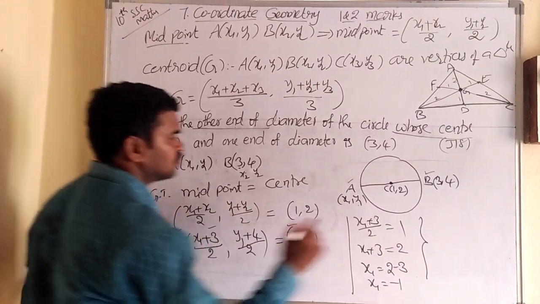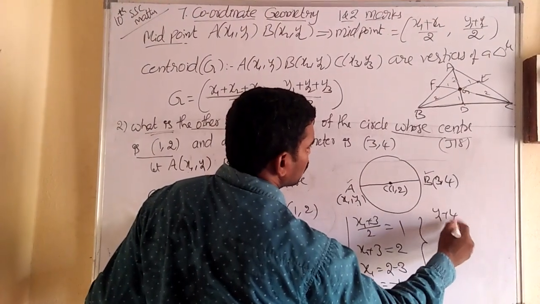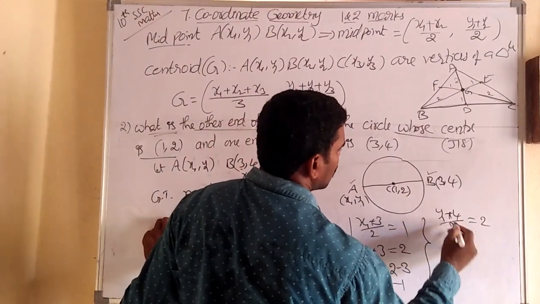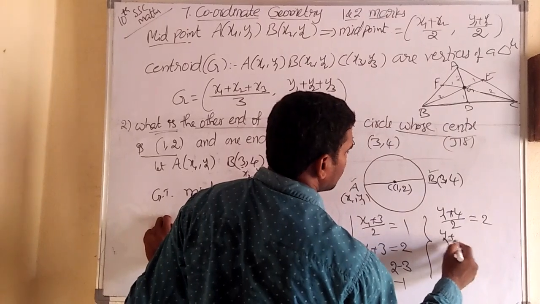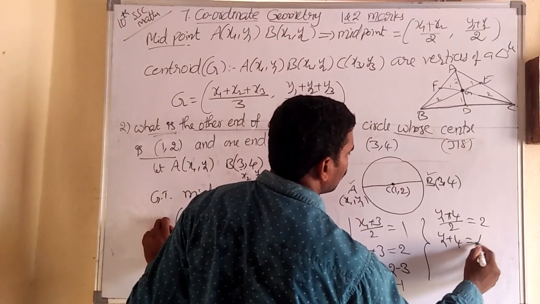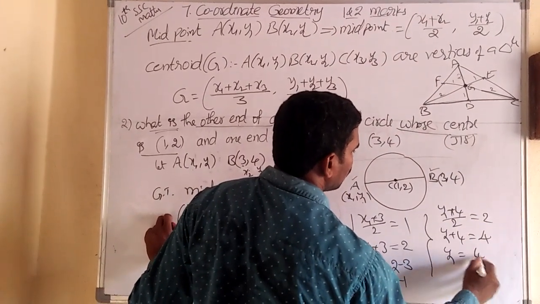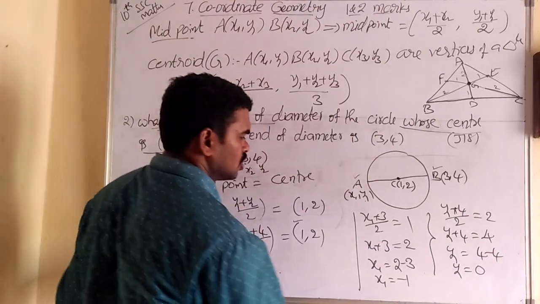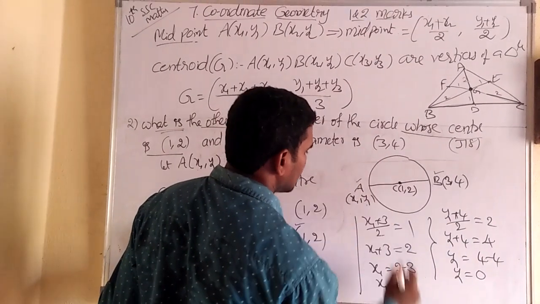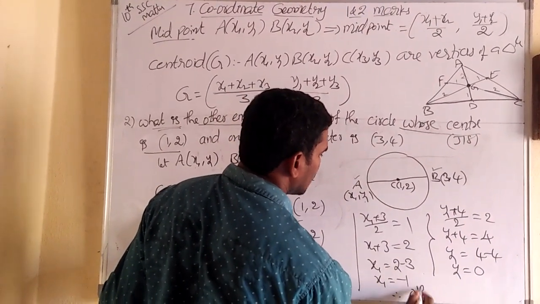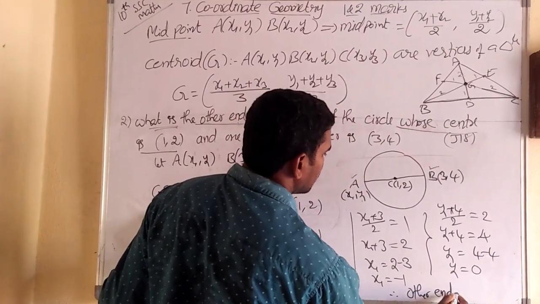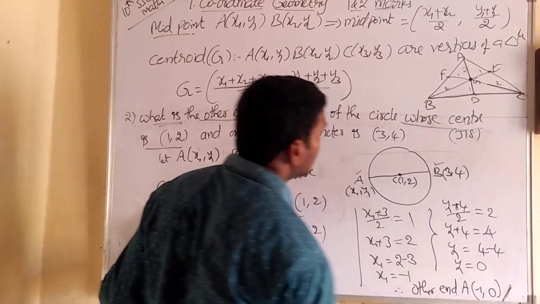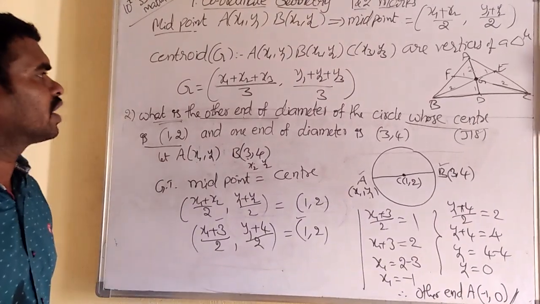Now equate the second terms. (y1 + 4)/2 is equal to 2. Now the 2 goes to the right side. y1 + 4 equals 2 into 2, 4. y1 equals 4 minus 4, answer 0. So what is the other end? A is (-1, 0). This is the solution. See, important questions.